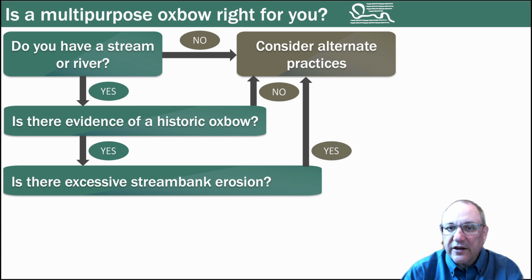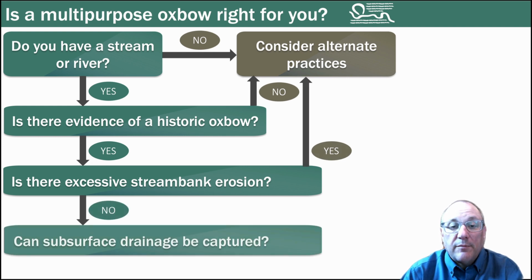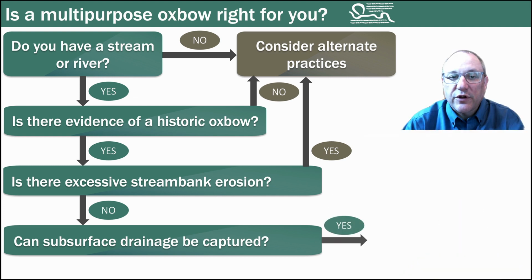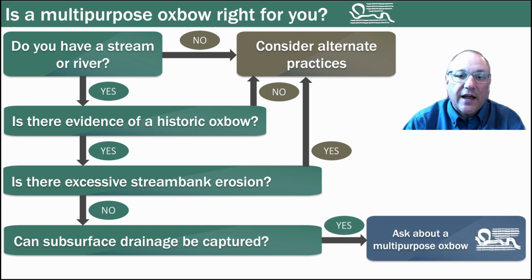If so, then that's not going to be a good site to build an oxbow. But if not, then it may be a good site for an oxbow, and you can consider whether tile drainage water can be captured for treatment. If not, then it would still be good to consider the site for an oxbow for the habitat benefits. But if there are drainage outlets where the drainage water can be captured and directed to the oxbow, then it would be a site to consider for a multi-purpose oxbow for those multi-purpose benefits.